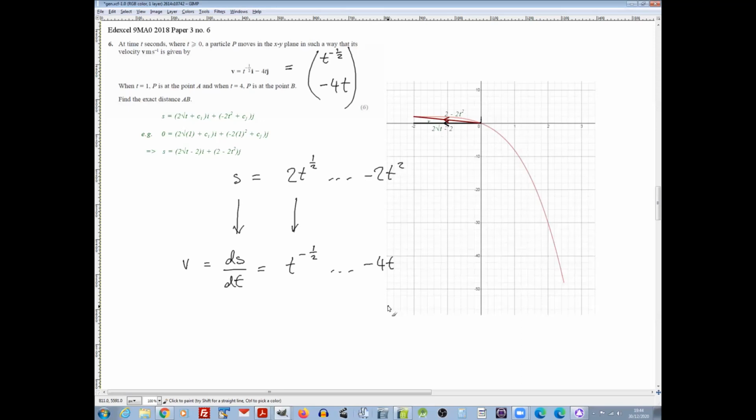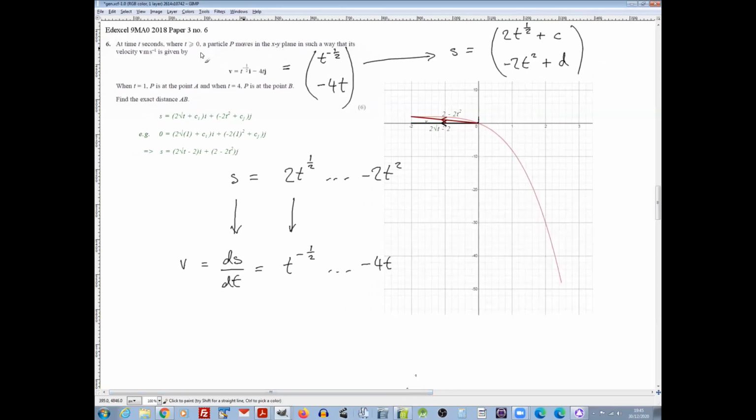So this gives us a displacement function of 2t to the half. But let's not forget plus c when we integrate. And you said minus 2t squared, quite correctly, plus, we better call it d, hadn't we? Because they're different, yeah.